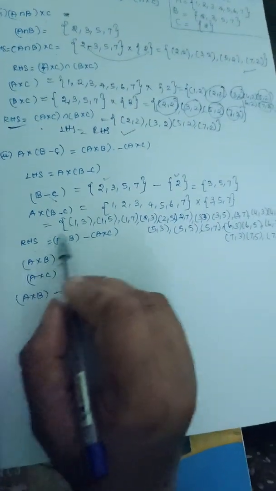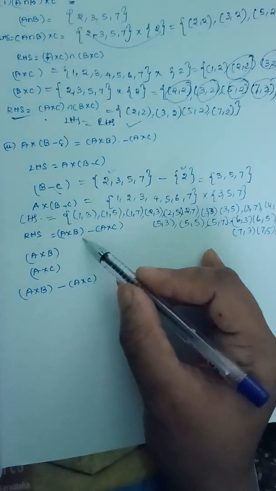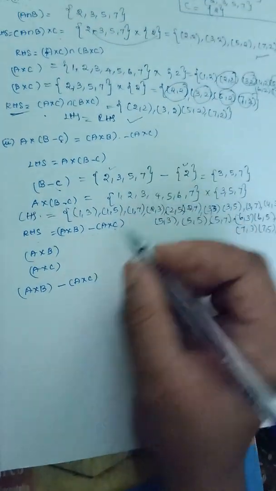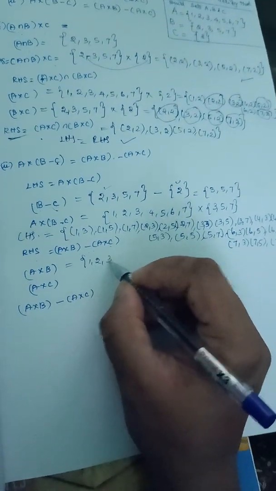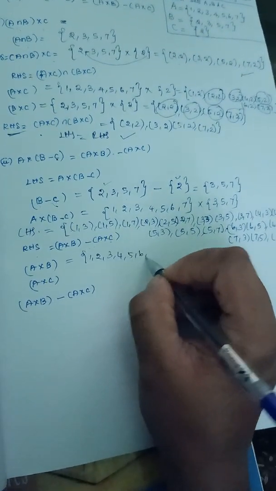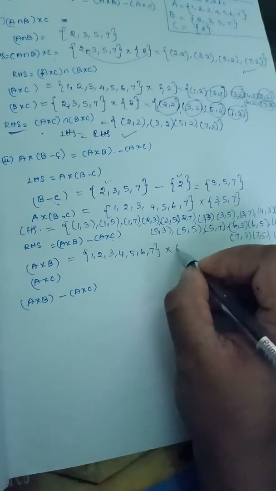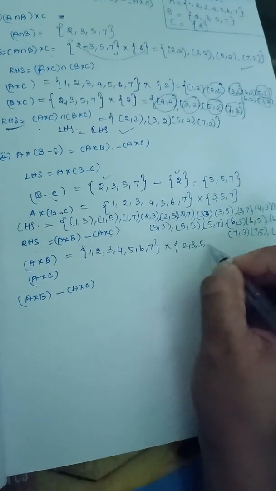Next RHS. Okay, this is our LHS. Next RHS: (A cross B) minus (A cross C). So A cross B we should find out first. What is A cross B? A is 1, 2, 3, 4, 5, 6, 7. Cross B is what? 2, 3, 5, 7.